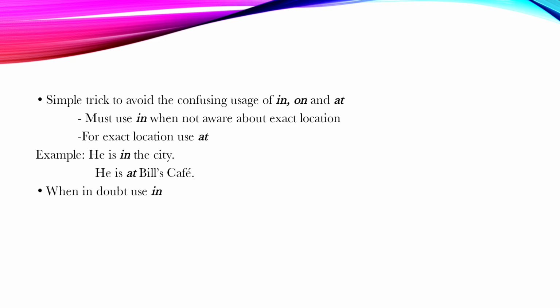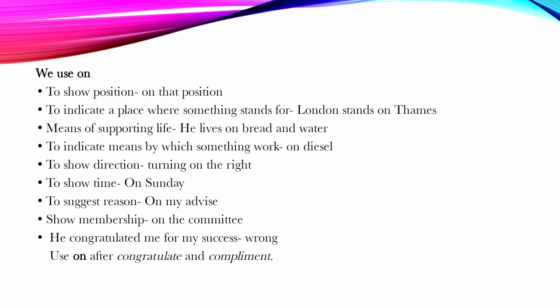Now when we move on, it is also used to indicate a place where something stands. It's very simple. If you know that a place is standing near somewhere, see the example. London stands on Thames. I hope you all know that Thames is a river in London. So the city London is standing near the Thames. So simply we can say that London stands on Thames. It's very clear.